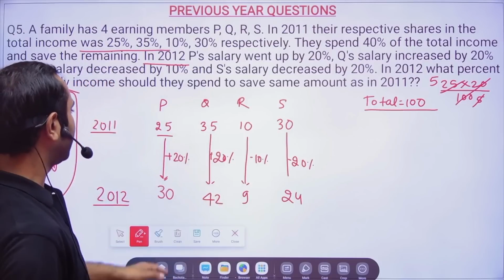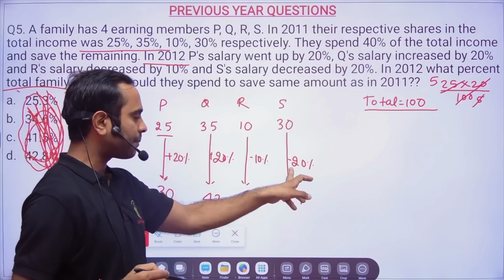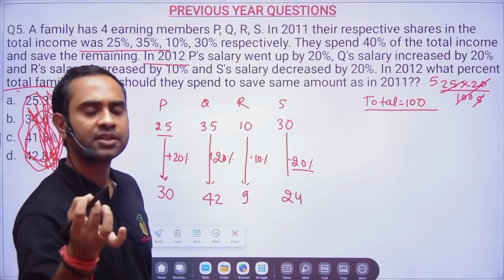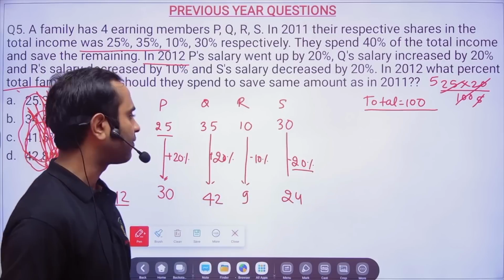So friends, basically, if 20% decrement is there, that means how much you have to pay? 80%. 3 into 8, sir, 3 into 8 is 24.